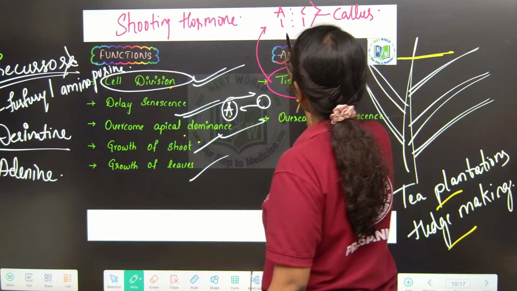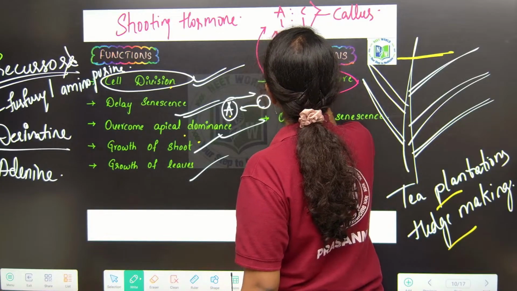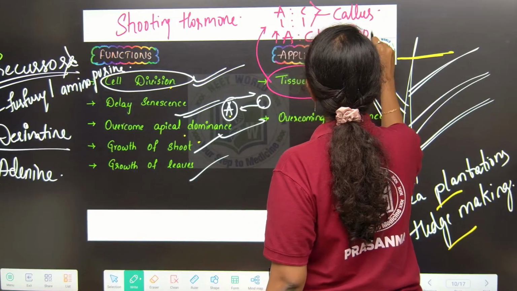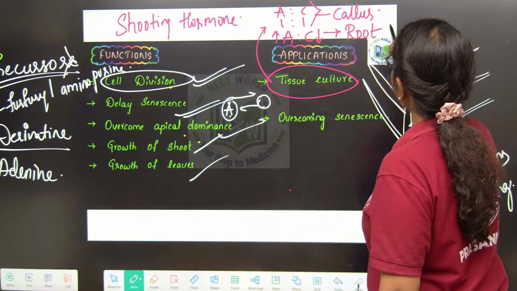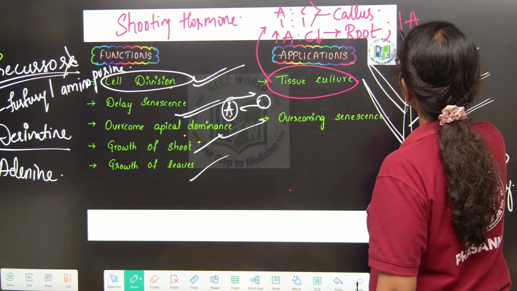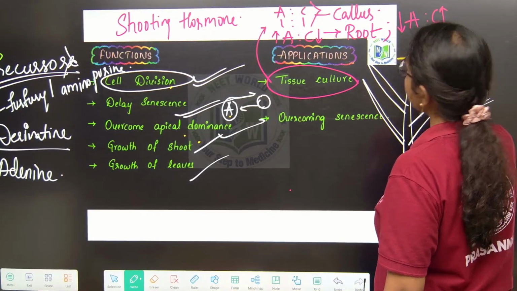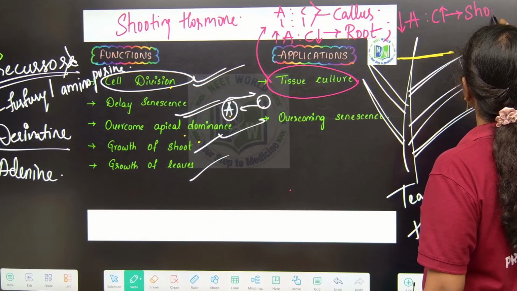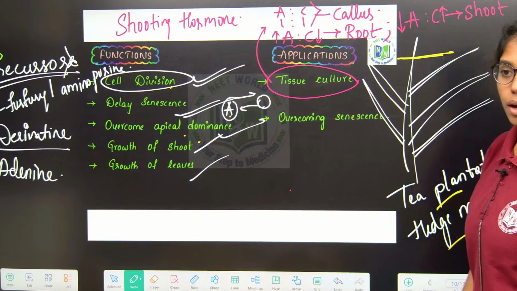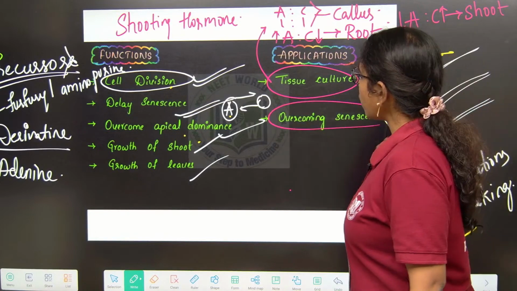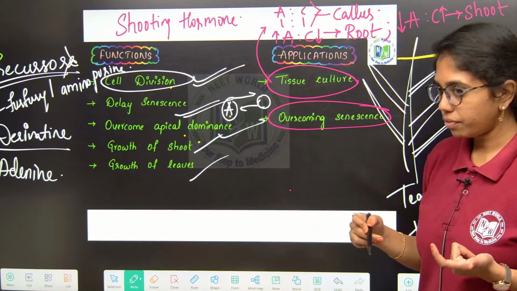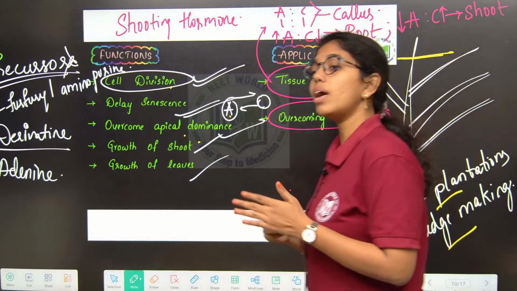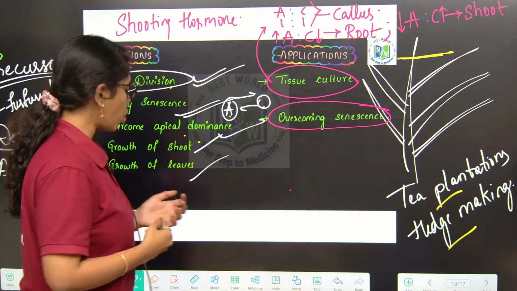If auxin concentration is more and cytokinin concentration is less, this leads to the formation of root. If auxin concentration is less and cytokinin concentration is more, this leads to the formation of shoot. Cytokinins mean cell division and cell proliferation. The key activity is cell proliferation. So, naturally it is delaying what? Senescence. This overcomes senescence.